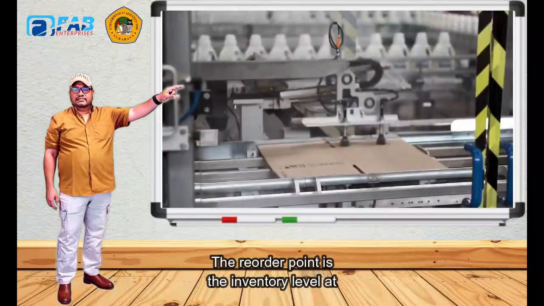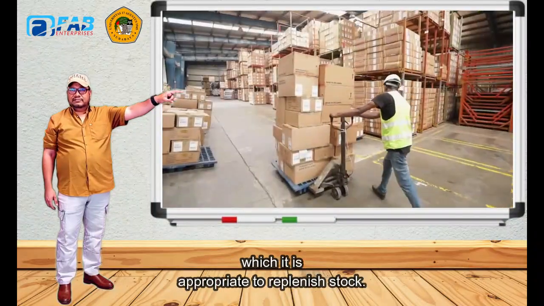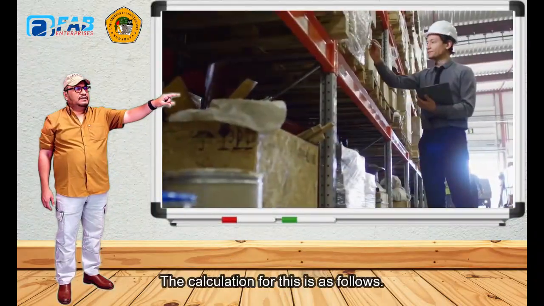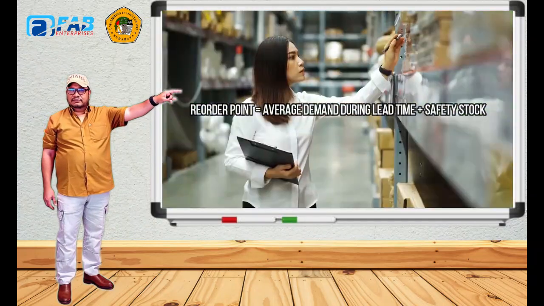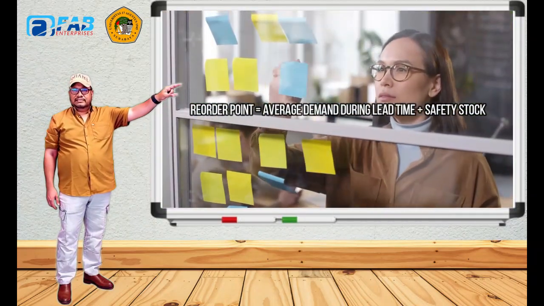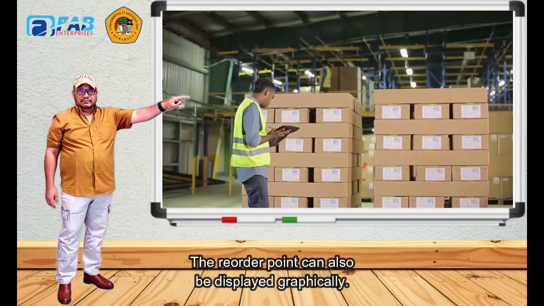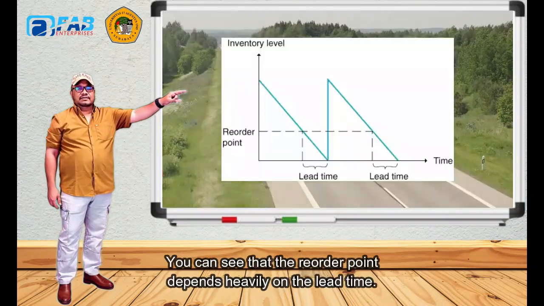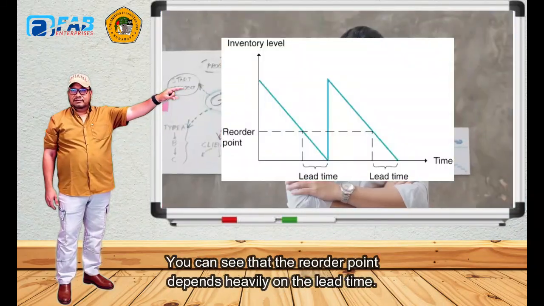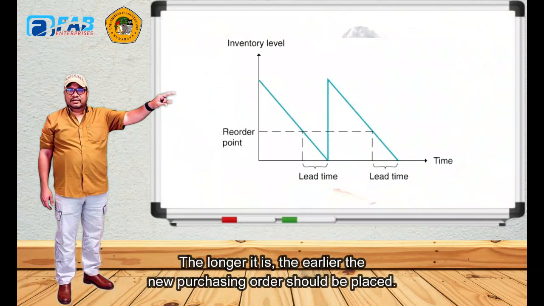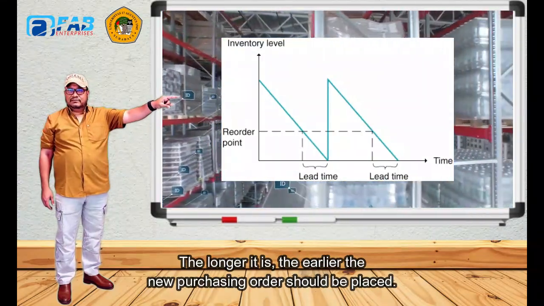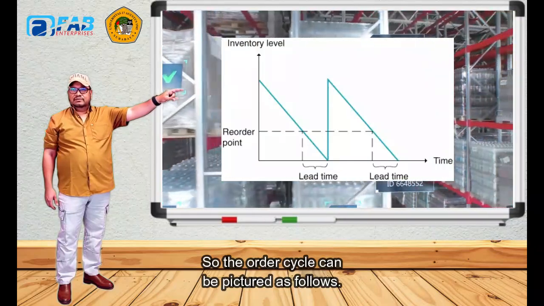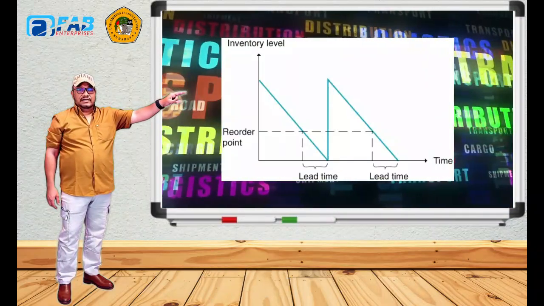The reorder point is the inventory level at which it is appropriate to replenish stock. The calculation for this is as follows. Reorder point equals average demand during lead time plus safety stock. The reorder point can also be displayed graphically. You can see that the reorder point depends heavily on the lead time. The longer it is, the earlier the new purchasing order should be placed. So the order cycle can be pictured as follows.